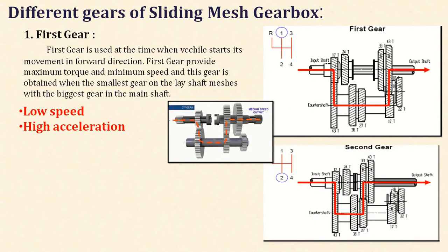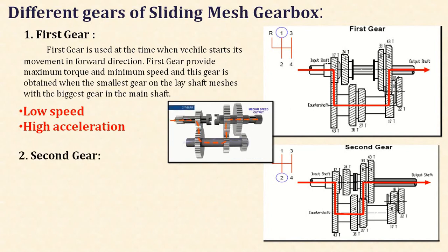Now the second gear, which has some difference from the first gear. Now you can see the second figure. In this figure we can see that the 27-teeth gear meshes with the 33-teeth gear on the main shaft. So the torque is reduced and the speed increases.